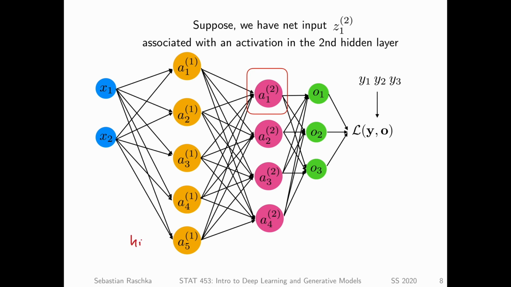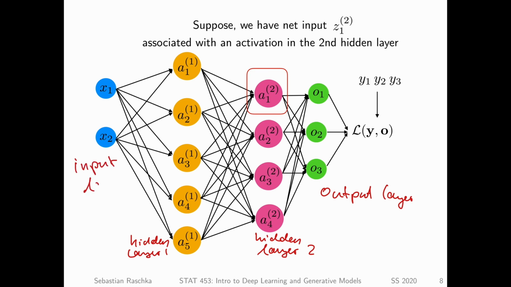So this is hidden layer 1, hidden layer 2, the output layer, and the input layer. Here, this is our loss function. It does not really matter what kind of loss function this is. It could be mean squared error, cross entropy. The only thing that matters is that we have a loss function here.